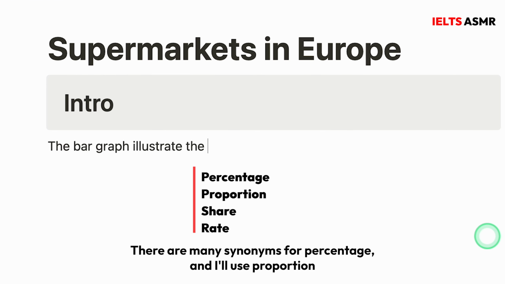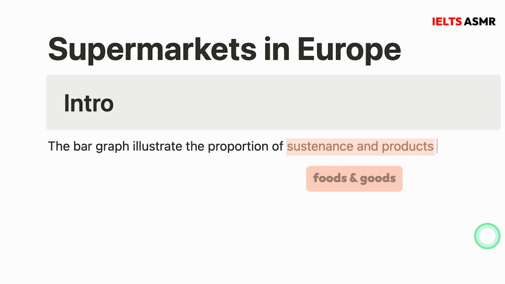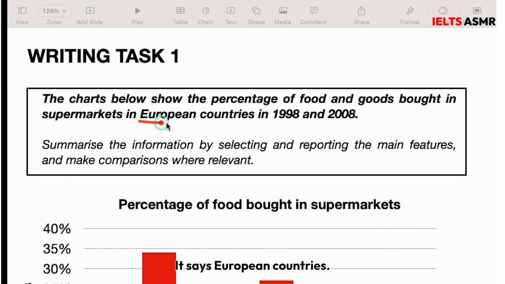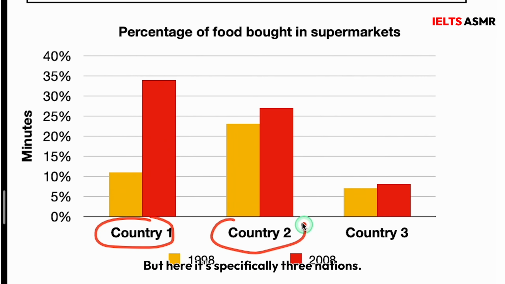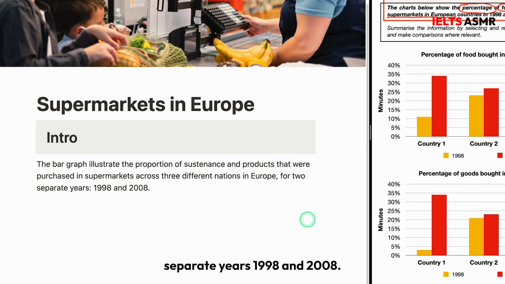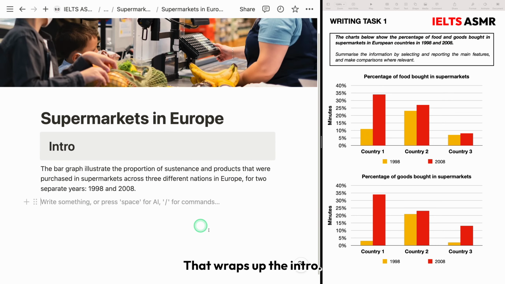There are many synonyms for percentage, and I'll use proportion. For bought, I'll use purchased. It says European countries, but here it's specifically 3 nations, so I'll write across 3 different nations in Europe for 2 separate years, 1998 and 2008. That wraps up the intro.